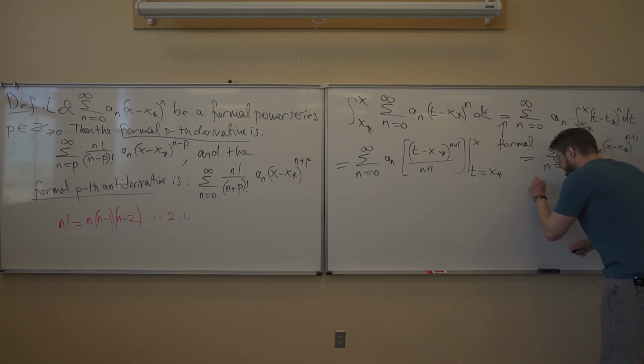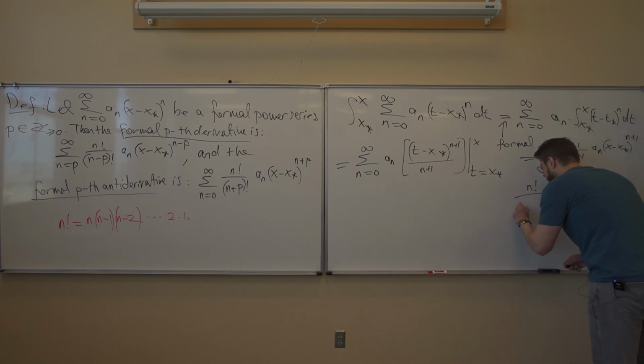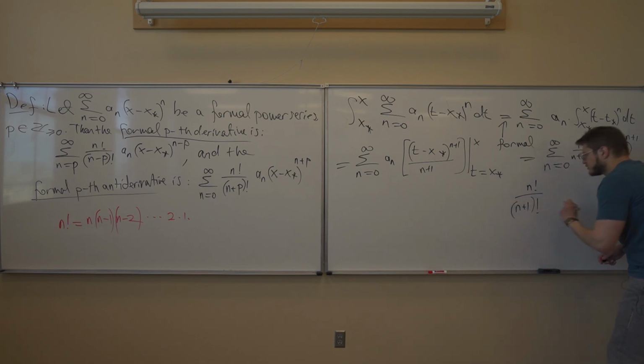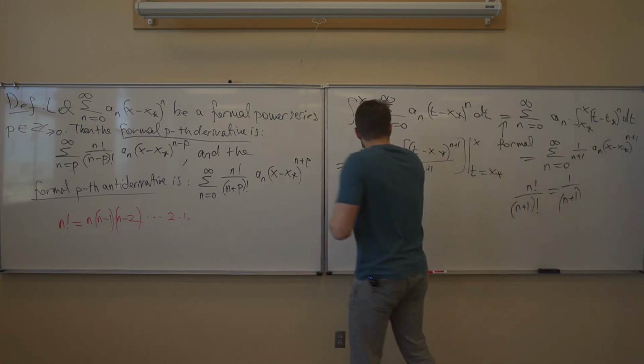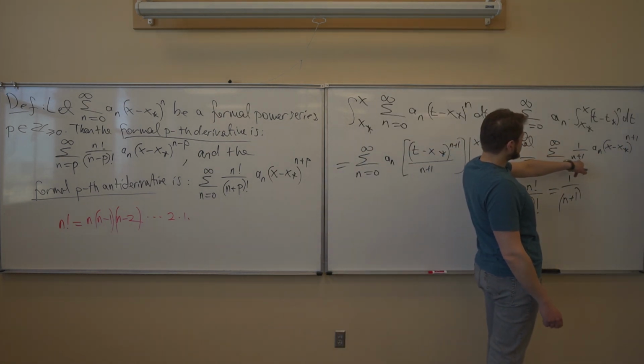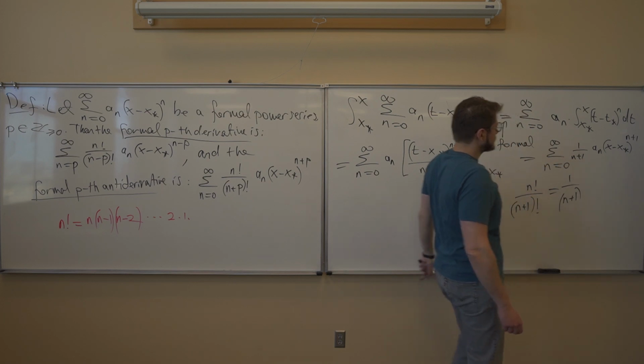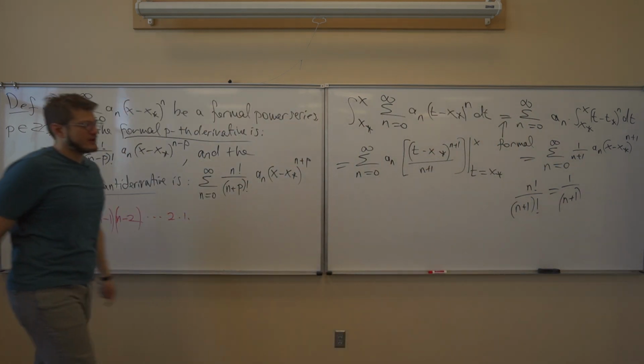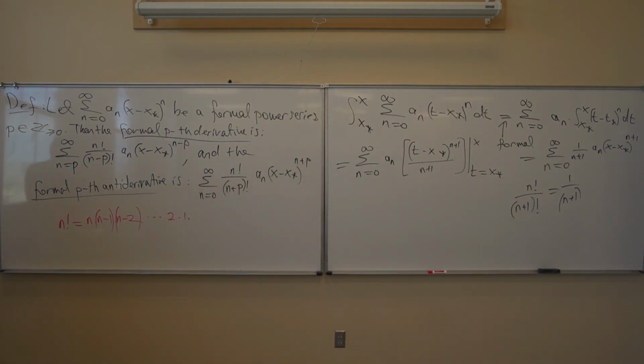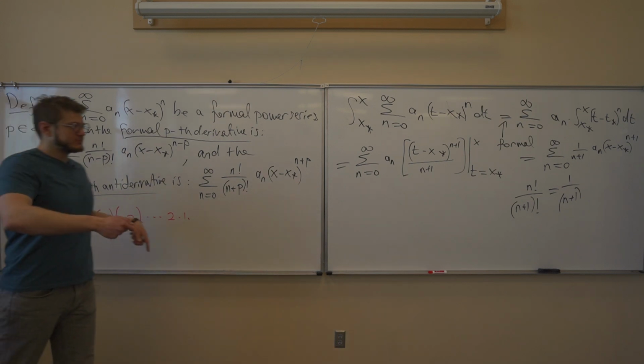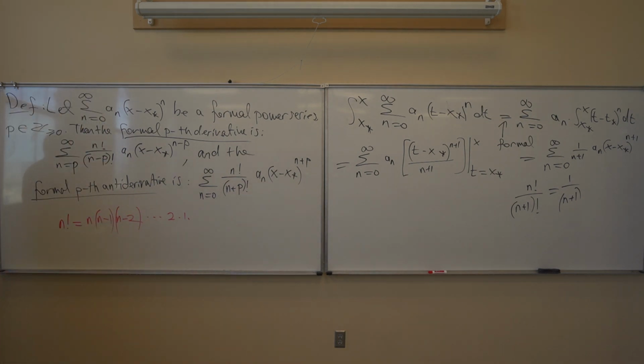So n factorial divided by n plus 1 factorial. This is the product of all integers all the way up to n. This is the product of all integers all the way up to n plus 1, which means that this ratio is this. If I had the second derivative, I would have 1 over, for instance, n plus 1 times n plus 2. And then if I had 75 antiderivatives, then I would need to multiply n plus 1, n plus 2, all the way up to n plus 75.